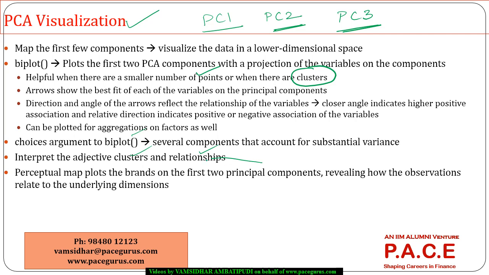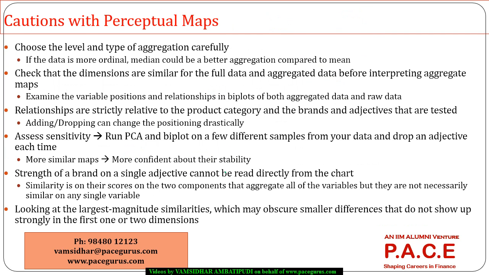By default, the perceptual map plots the brands on the first two principal components, which clearly gives the kind of relationship existing between the various observations. Before we conclude this session, there are a few important things I want you to look at. I have to choose the level of aggregation and the type of aggregation.